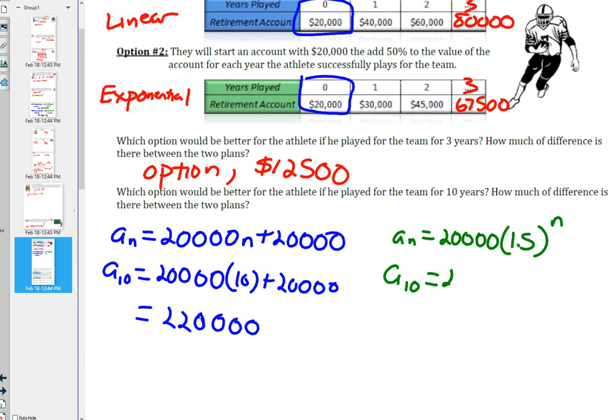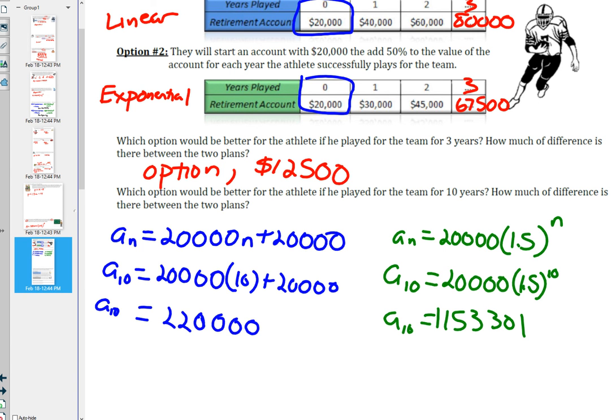It's a sub 10, 20,000 times 1.5 to the power of 10. So let's go 1.5 power 10 equals, times 20,000. I'm getting there. 1,153,301, depending on if you want to round up or down.